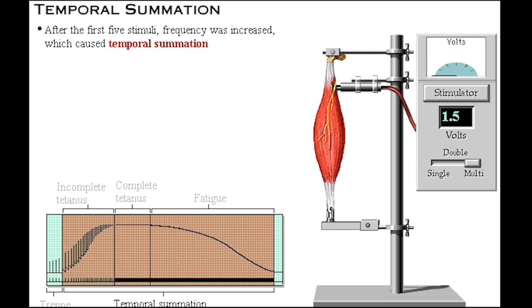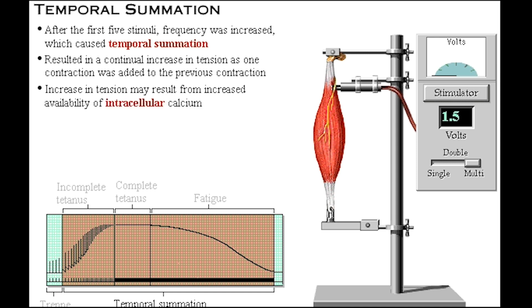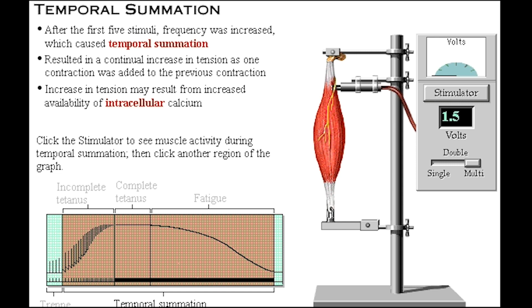After the first 5 stimuli, the frequency was increased, which caused temporal summation. Notice that this resulted in a continual increase in tension as one contraction was added to the previous contraction. The increase in tension may result from increased availability of intracellular calcium. Click the stimulator to see muscle activity during temporal summation. Then click another region of the graph.